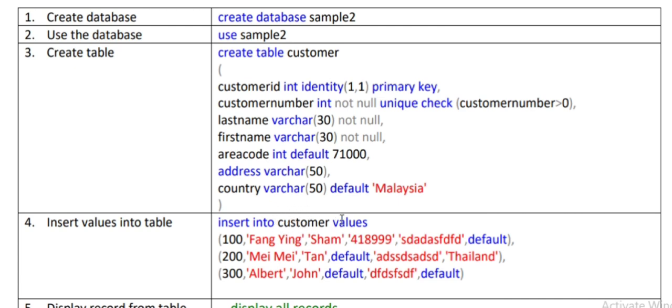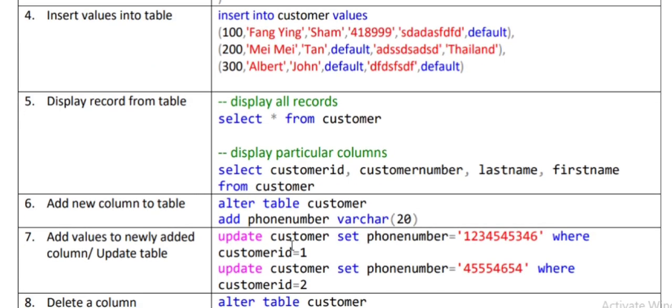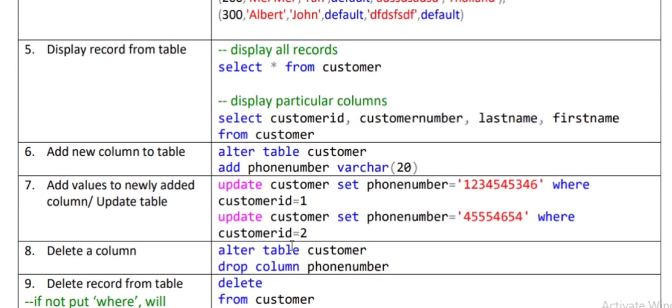This is the code snippet to insert values in the table. Insert into customer values 100, fang. These are the values, and then default, and default address.